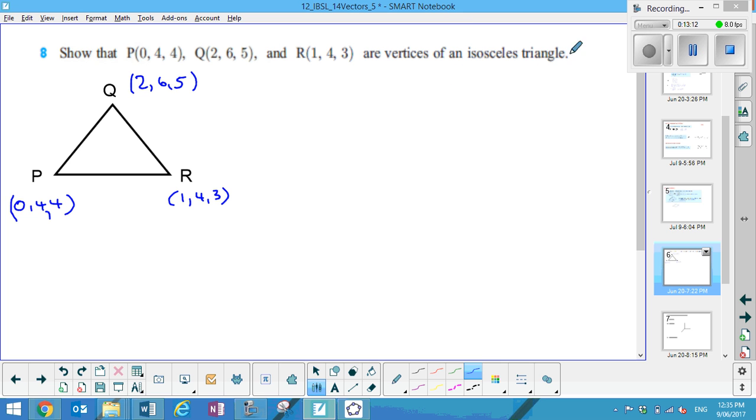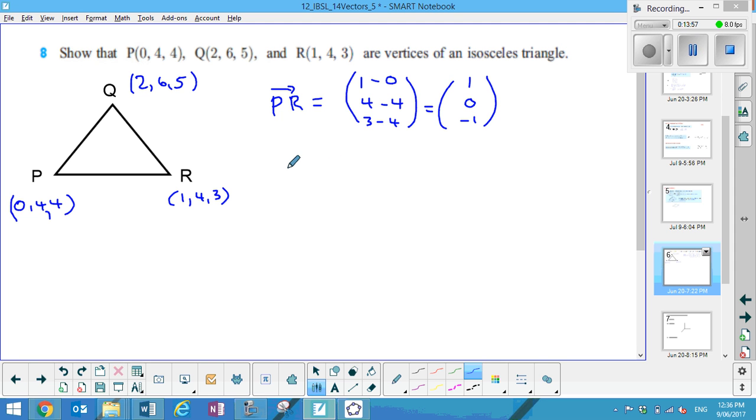If you want to show these as a vertex isosceles triangle, you've got to show that either PQ equals PR and doesn't equal that, or these 2 are equal and not equal to this one. So you basically have to work out the 3 lengths. So if you're wanting the lengths, you obviously need to start with P, let's do PR, get that vector. So the vector for PR will be 1 minus 0, 4 minus 4, 3 minus 4, equals 1, 0, minus 1.